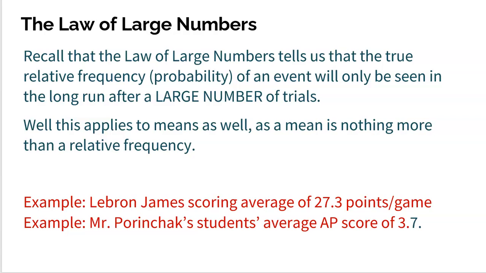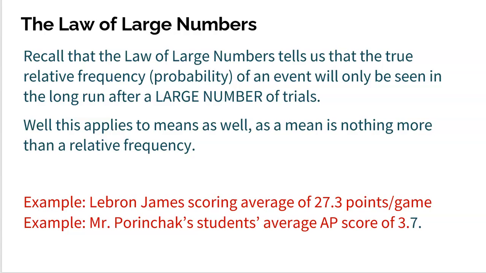Well, this applies to means as well, as a mean is nothing more than the relative frequency. Okay, let me explain. LeBron James has a scoring average of 27.3 points per game. That's his mean. That's how many points we expect him to score in the long run. LeBron has played hundreds and probably thousands of basketball games, and over the course of many games, night after night, he scores a certain number of points, but his mean, his average, is his long run relative frequency.